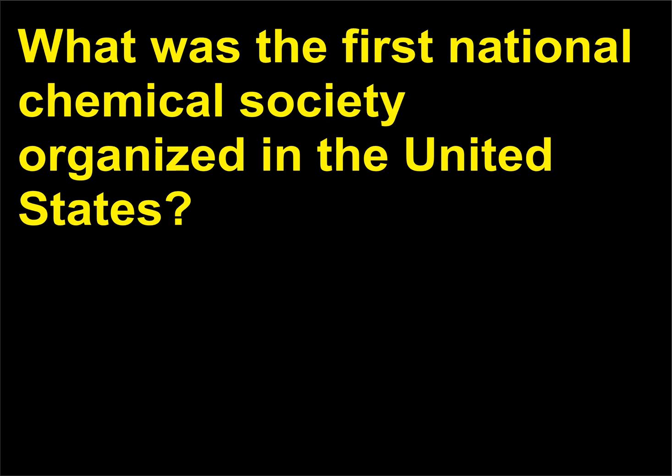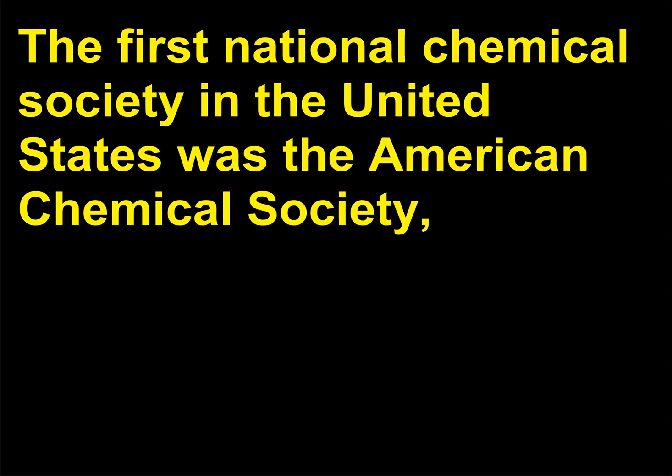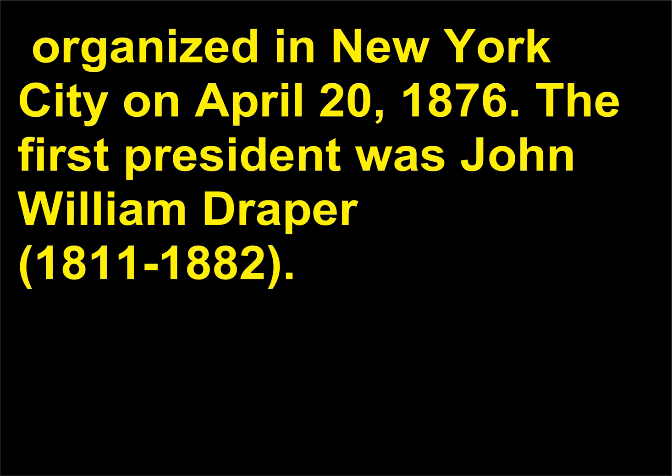What was the first National Chemical Society organized in the United States? The first National Chemical Society in the United States was the American Chemical Society. Organized in New York City on April 20, 1876. The first president was John William Draper, 1811 to 1882.